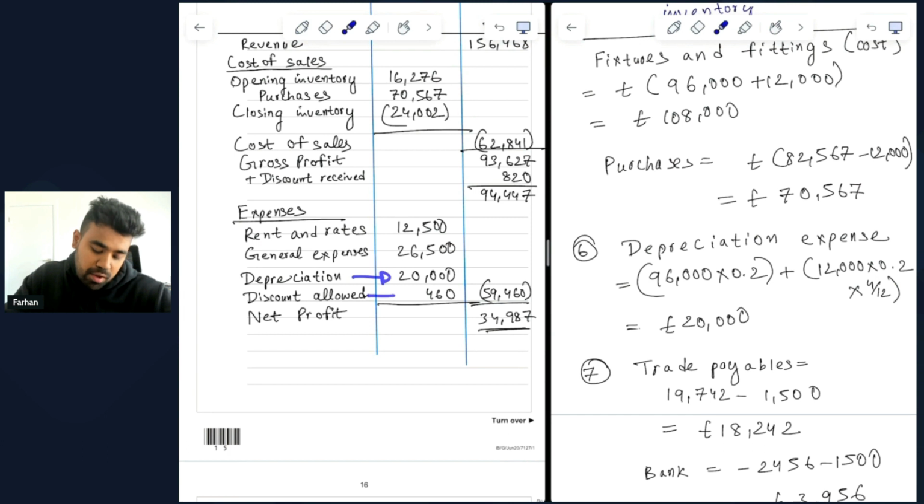And then we have discount allowed of £460, which is what we figured out a while ago from the 2 balances that we were given for discounts in the trial balance. And then you add all of them together, you should get total expenses of £59,460. You can see I've put it in brackets, which reflects the fact that they need to be subtracted from the total income of £94,447. And once you do that, you get a net profit of £34,987.